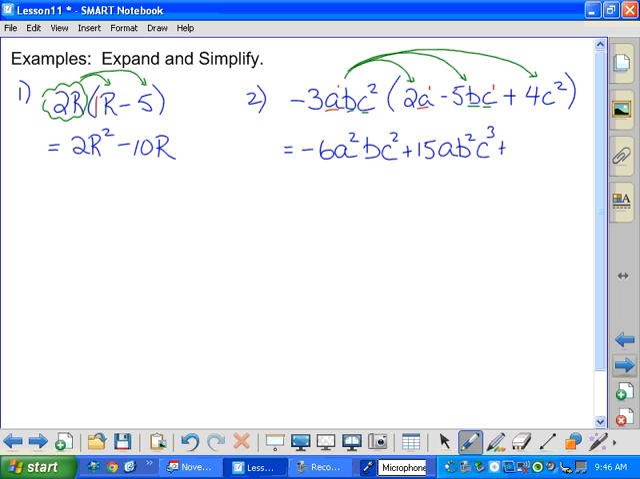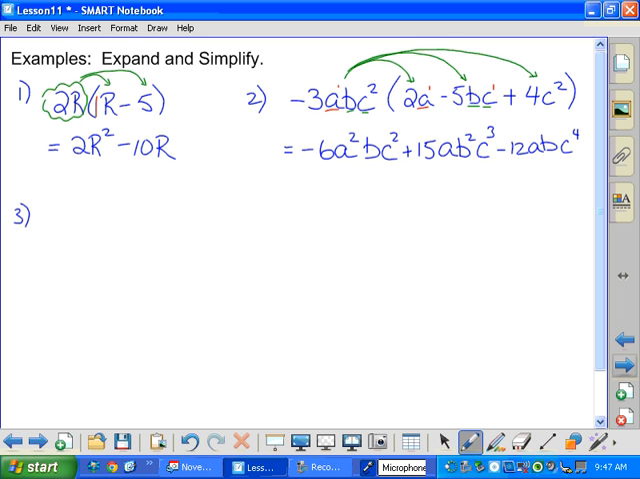And finally, negative 3 times positive 4 results in negative 12. The A and the B have nothing to multiply with, and now I have C squared times C squared, so we end up with C to the 4th. Okay, so we end up with that type of expansion where you're dealing with more than one variable.